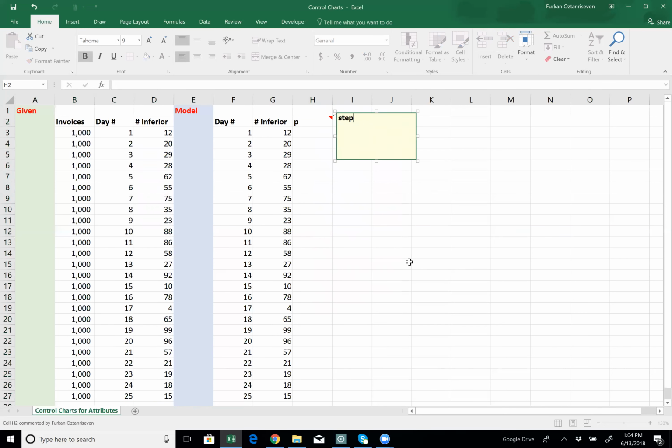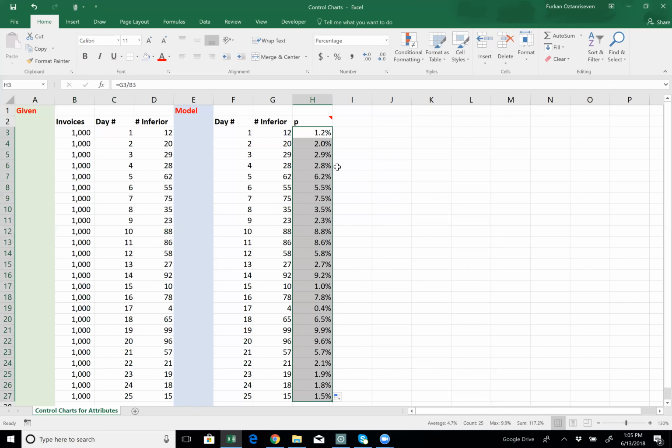Step one, sample proportions or probabilities. Sample proportions, okay? So to be able to calculate sample probabilities or proportions, I need to divide my number of inferior products by my number of invoices. In this case, it is 1%, 1.2%. If I just double click to copy the formula down, you can calculate the probabilities here, probability of defects or inferiors. Once you do this, we are curious here about assignable variation.